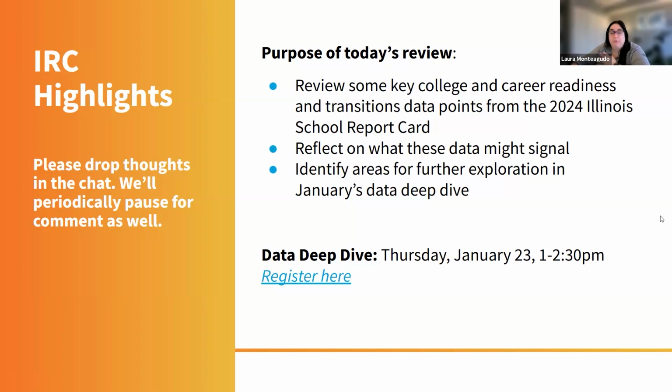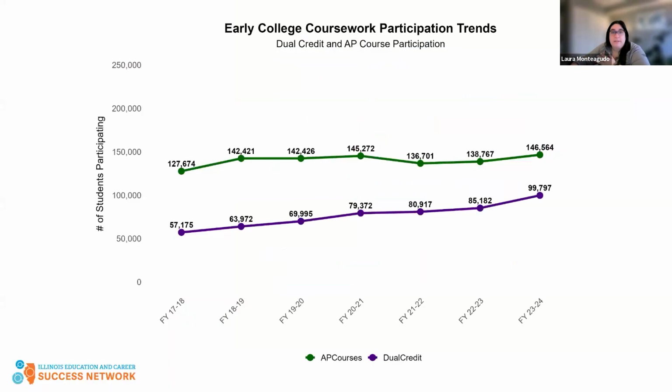So with that, I'll move on to our first piece here, which is early college coursework participation trends. So you'll see we have a line for dual credit and a line for AP. My little toolbar is covering the key. So I believe the purple is dual credit and the green is AP. Someone nod at me to let me know if that's right.